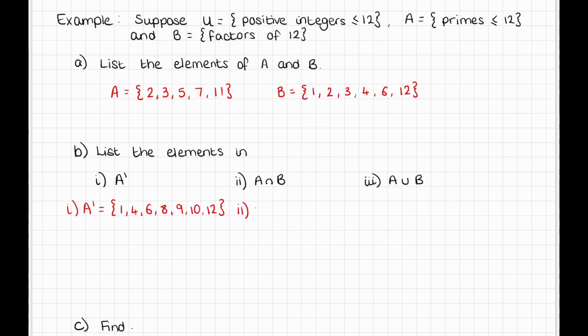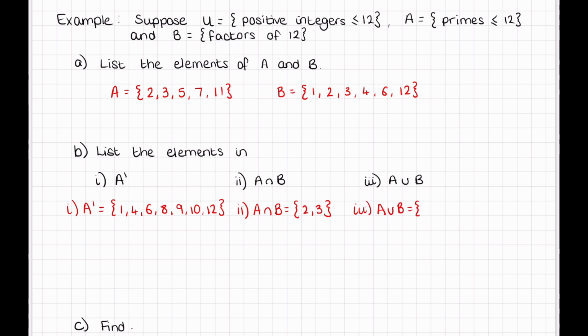Number 2, we're wanting to know all the elements in A intersection B, or A and B for short. We've got A and B up above there, so we just look at the numbers that are common between both, and we can see that is 2 and 3. That will be our intersection, and then for part 3, we want A union B, which is A or B.